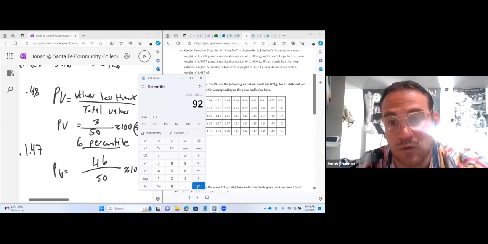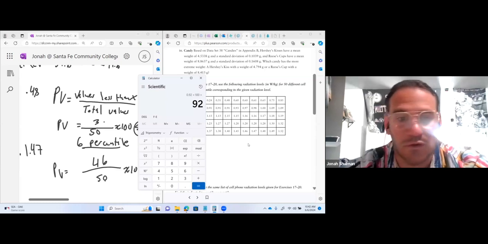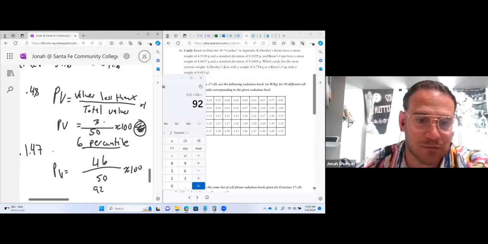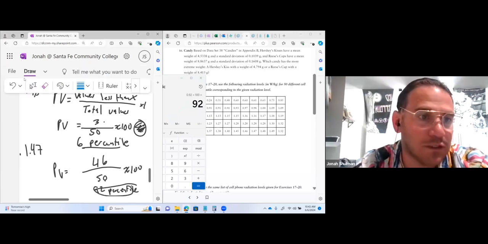That means we scored at or above 90% of everybody else who's in this. This is 92 or better, like better than 92% of all the other ones. So that's the 92nd percentile. That was the ugliest circle.